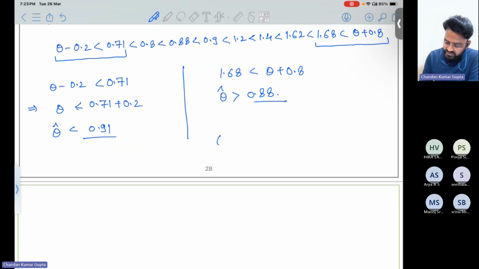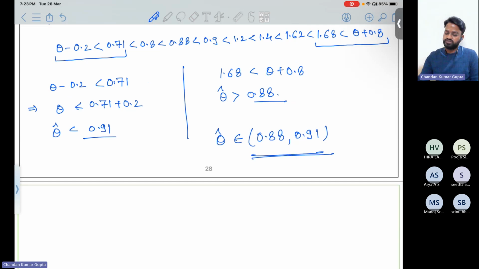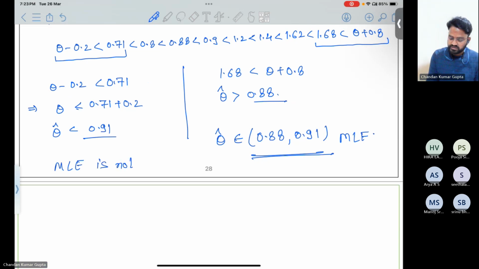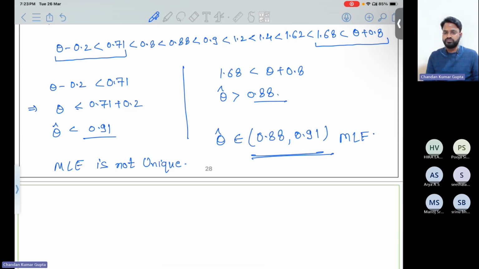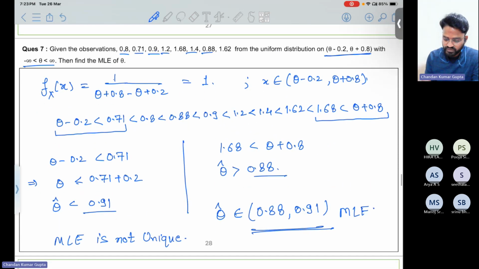So that means the value of theta lies greater than this quantity and less than this quantity, so theta cap lies between 0.88 and 0.91. Any value within this range is the MLE of theta. That means MLE is not unique. We can also draw this inference from this question. Now our question still remains: we need to calculate the value of this.